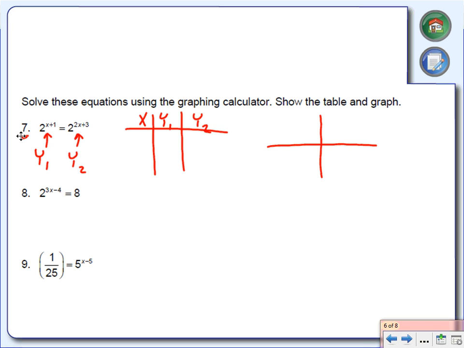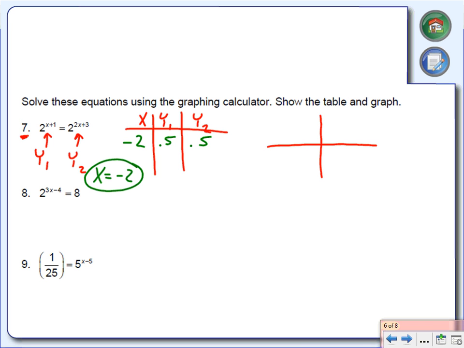Anybody find the matching y values? What were the matching y values? 0.5 and 0.5. These were the matching y values. And what was sitting next to those 0.5s? -2. So what does that mean for us? It means that the solution of this equation is -2. So that's one way to find the answer.